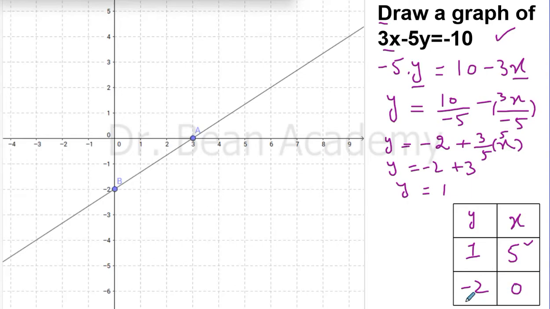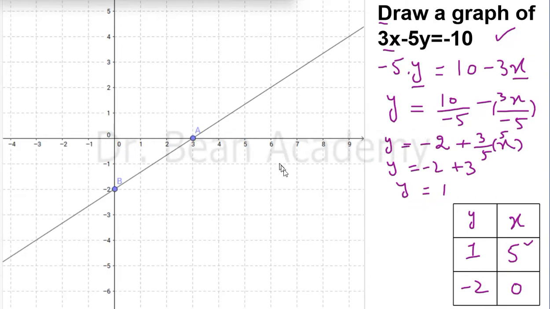So now let's try it. I already have point B, negative 2 and 0, but now I will locate the 1 and 5 point. So x is 5. So I will go horizontally. Here is 5. And then I will go up at 1.